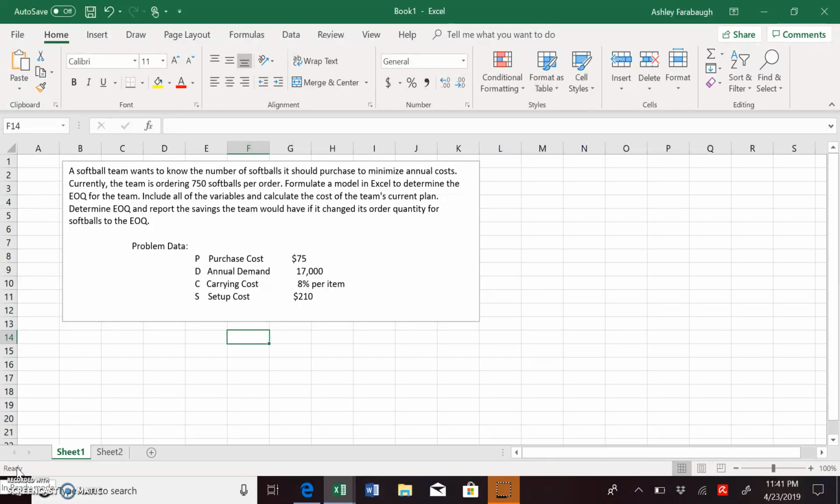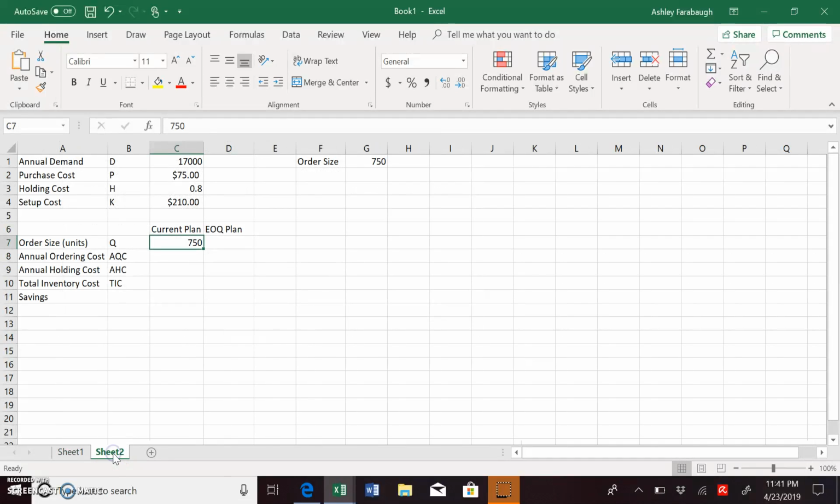This problem has our problem load data. Our purchase cost is $75. Our annual demand is 17,000. Our carrying cost is 8%, and our setup cost is $210. When I do problems in Excel, I like to have one sheet where all my information is. So on my second sheet, I have all the information I need for the problem, and this is where I will show my work and work through the problem to solve it.